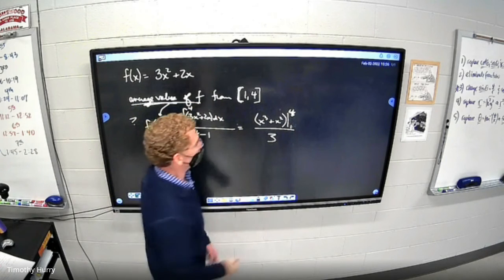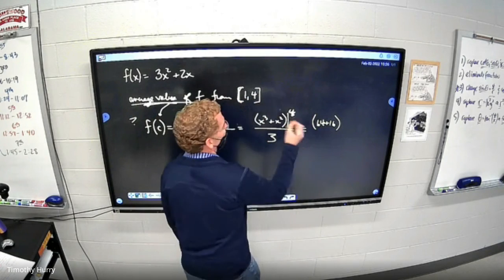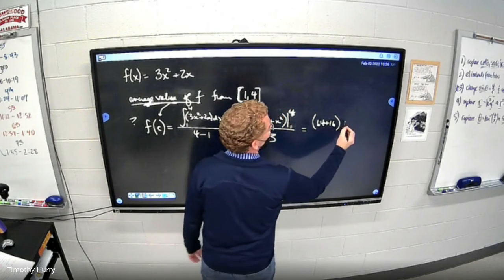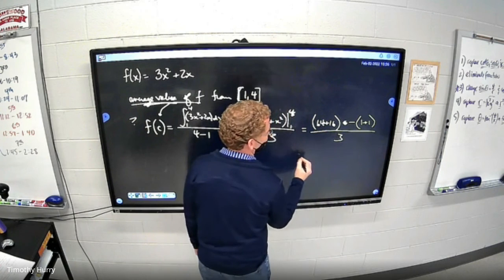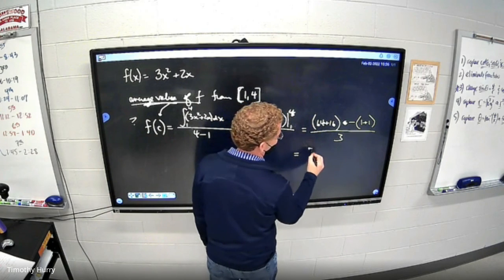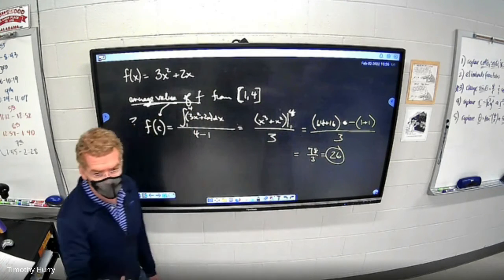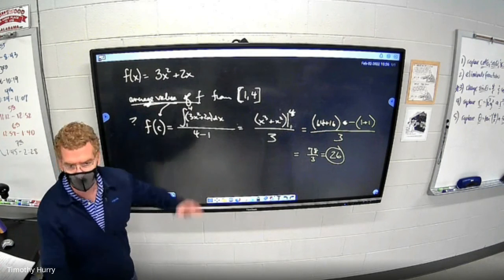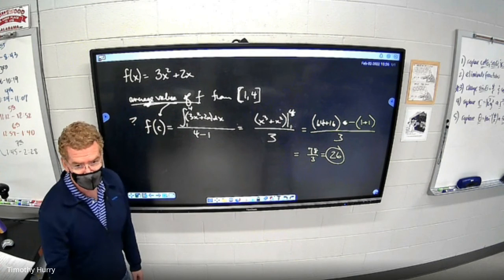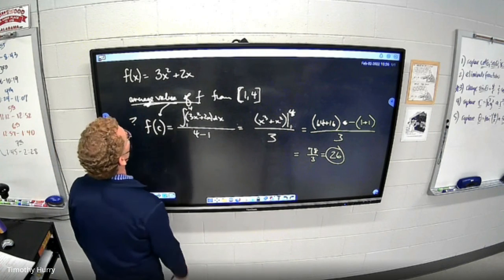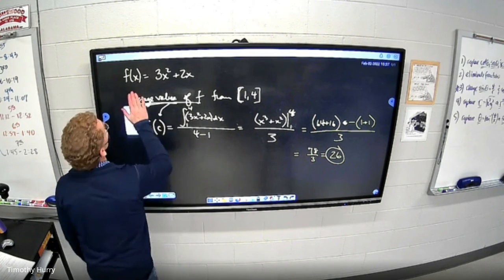That's it. So all I would have to do is plug the 4 in, 64 plus 16, plug the 1 in, 1 plus 1 is 2, and subtract and divide by 3. So 80 minus 2 is 78 thirds, which is 26. So the average value on that interval between 1 and 4 would be 26. Are y'all seeing that?